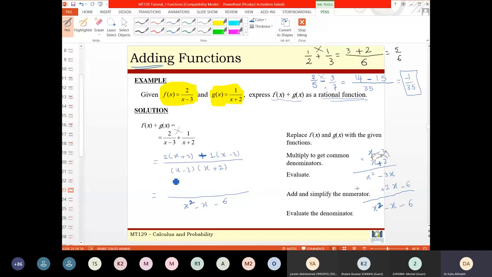Okay, the top part: 2 times x plus 2 times 2 which is 4, plus x minus 3. Now collect the like terms. This will be 3x plus 1 divided by x squared minus x minus 6. And this will be the final answer. It cannot be simplified anymore. It's already a rational function, already top and bottom.